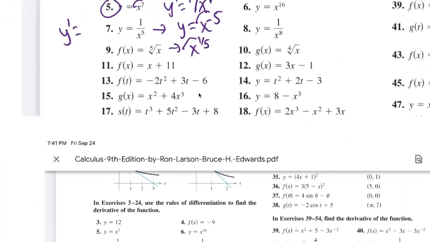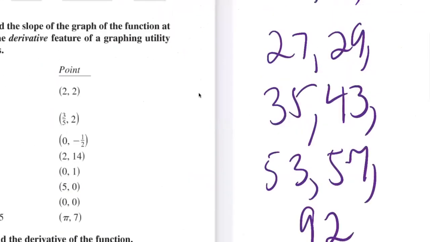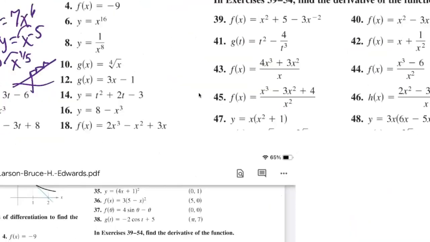11 is kind of like, you'll be kind of mad I did it because it's so easy, but I wanted to talk about it. You bring your 1 down and you get 1 x to the 0 because you subtract 1. And the derivative of a constant is always 0. If you remember your definition of derivative, they always cancel out. Now you can verify this would be the slope of the tangent line because this thing right here is just a line, y equals x plus 11. The rate of change is always up 1 over 1.